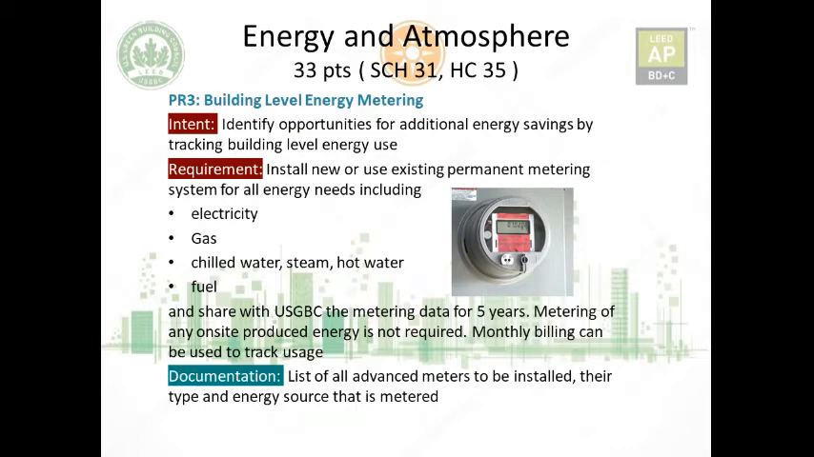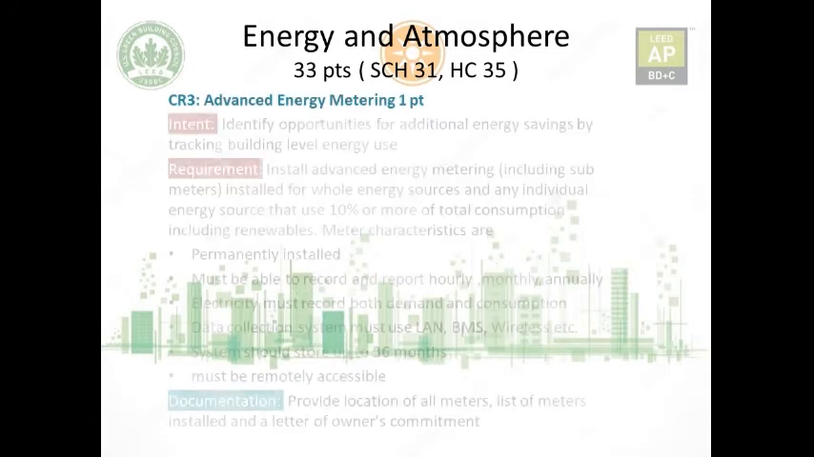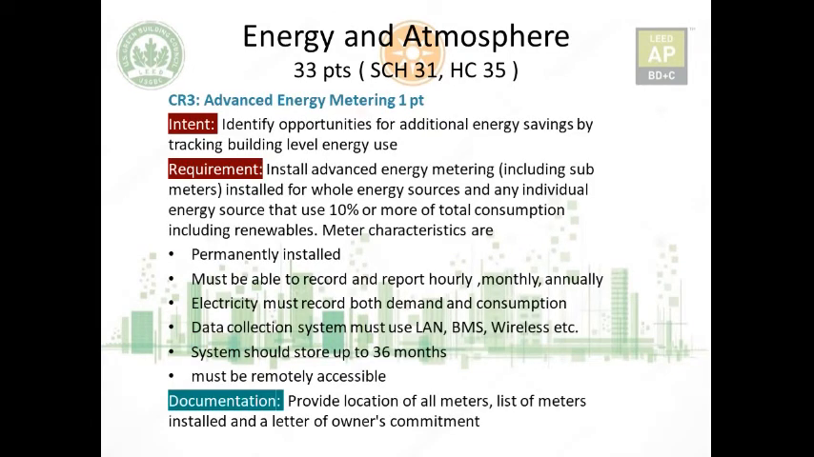And just like the prerequisite in the minimum energy performance, the renewables or any on-site produced energy will not be counted in the prerequisite. It will be dealt in the credit. So for the documentation, list of all advanced meters to be installed, you have to show it to the GBCI. The type of energy source that is metered. So you have to share basically the metering data with USGBC. Respective credit number 3, advanced energy metering, 1 point for all adaptations.